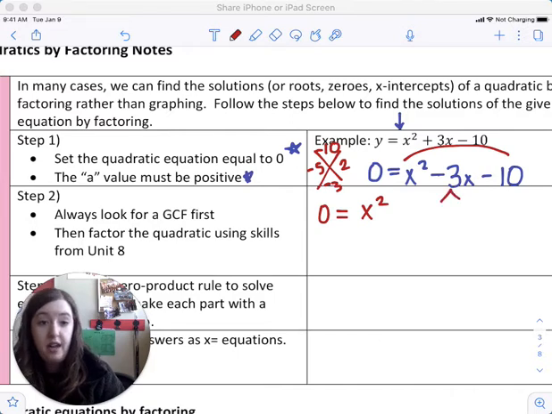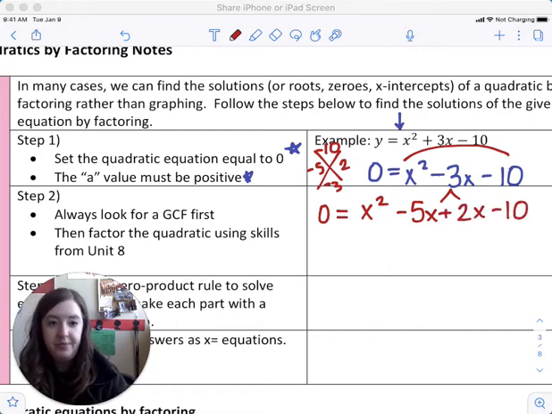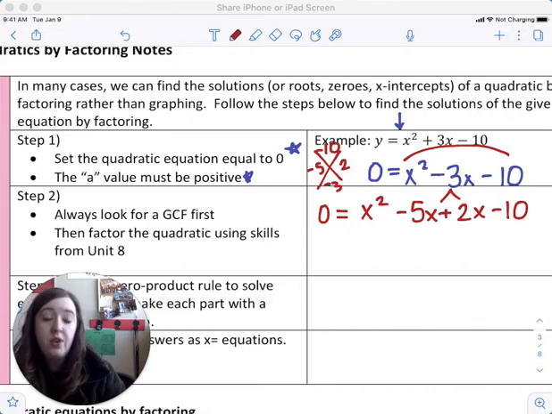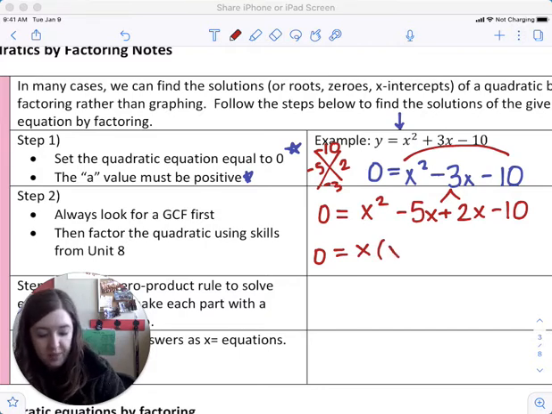So we have that 0 equals x squared. We're going to split up that negative 3x into negative 5x plus 2x. And we still have a minus 10 there at the end. So we'll look for the greatest common factor of those first two terms. That's x. We're left with x minus 5 on the inside. The greatest common factor of my second two terms is 2, and we're left with x minus 5 on the inside.